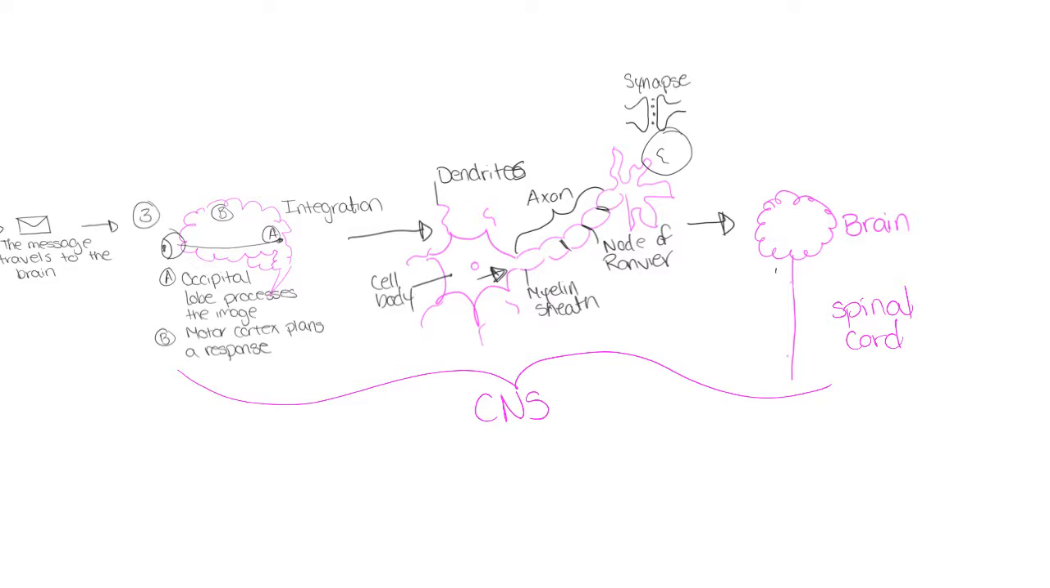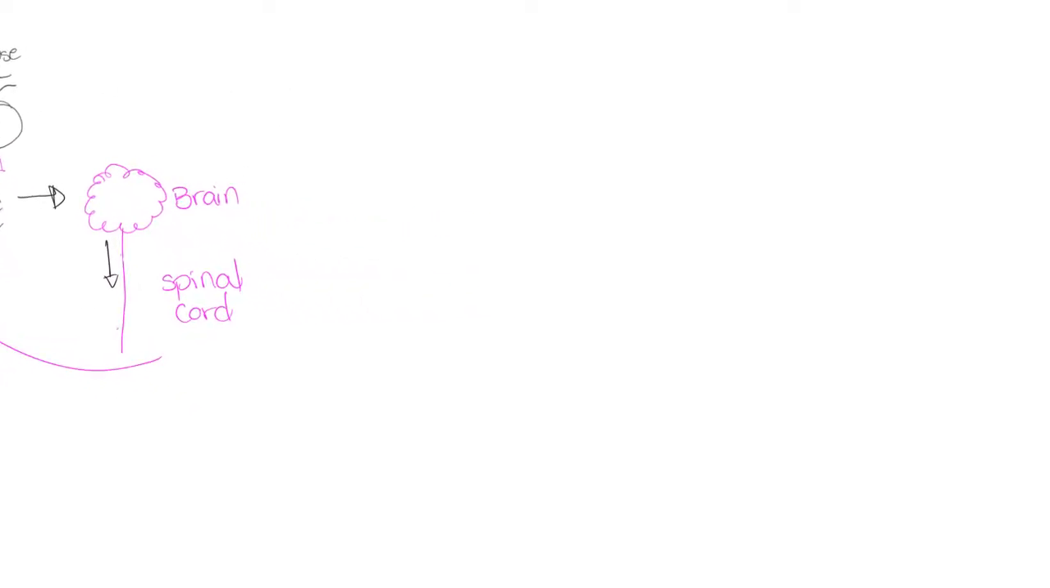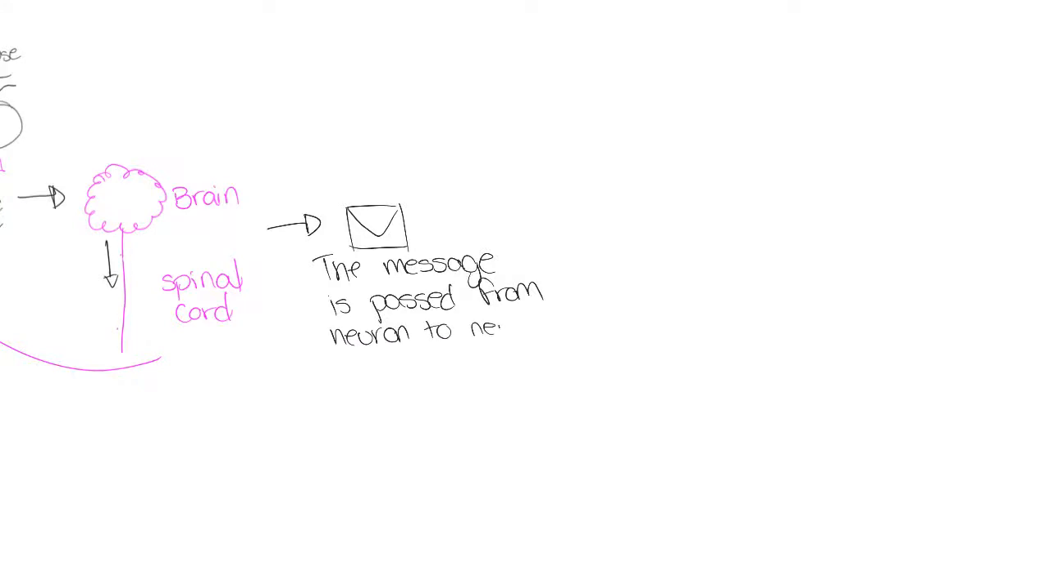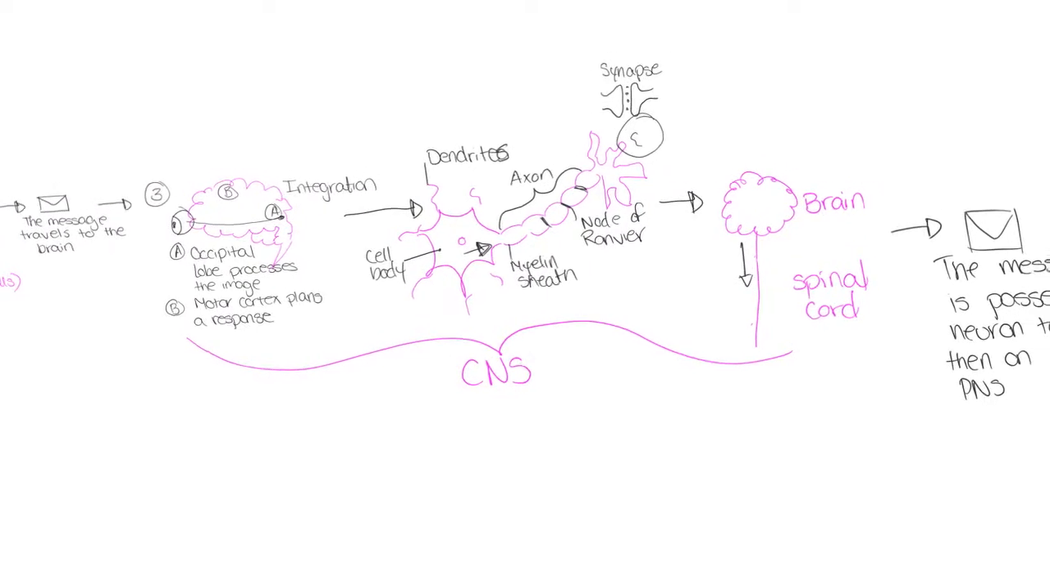That message is going to travel down the spinal cord towards my legs. I might actually just keep moving in this direction. So I might just indicate that that message is continuing to travel on. The message is passed from neuron to neuron. And then on to the PNS. So we've left the central nervous system.